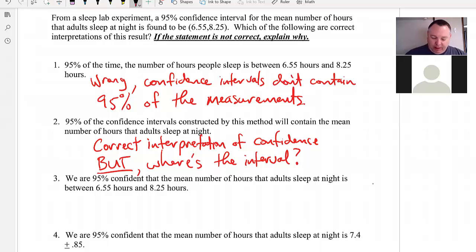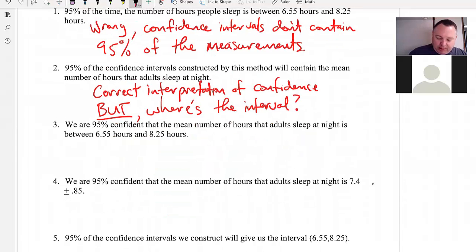Okay, number 3. Finally, this is absolutely correct. We are 95% confident the mean number of hours that adults sleep at night is between 6.55 and 8.25 hours. So we've got the interval. It just says we're 95% confident. We're good to go.